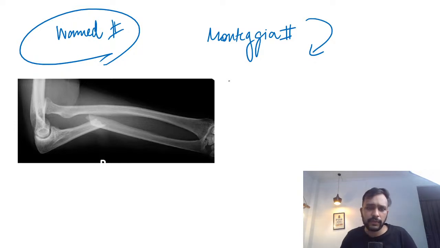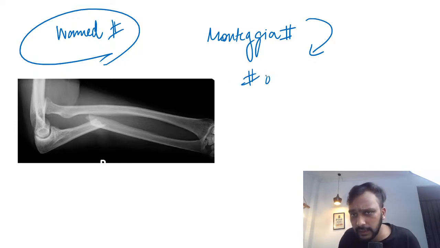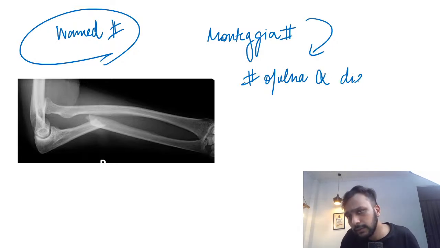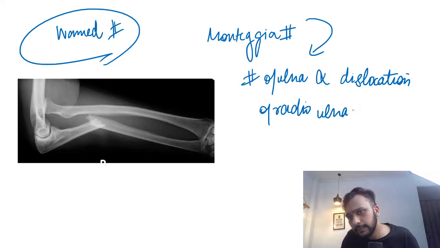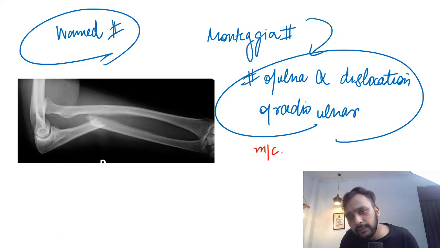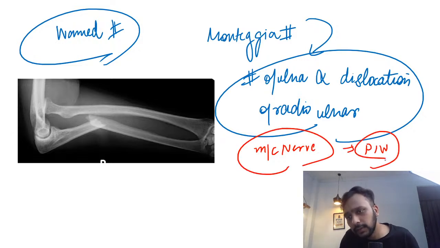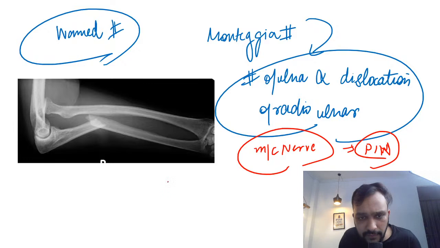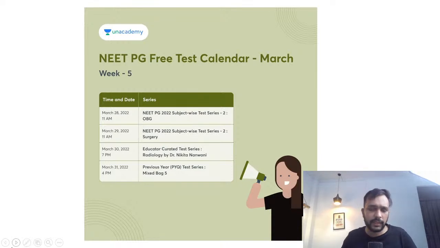Okay, so what happens in Monteggia fracture? There is fracture of the ulna and dislocation of the radio-ulnar joint. Okay, this is what you are going to find. And which is the most commonly injured nerve in Monteggia fracture? This is your posterior interosseous nerve. The classification system that we are going to use is your Bado classification. Bado classification for Monteggia fracture.